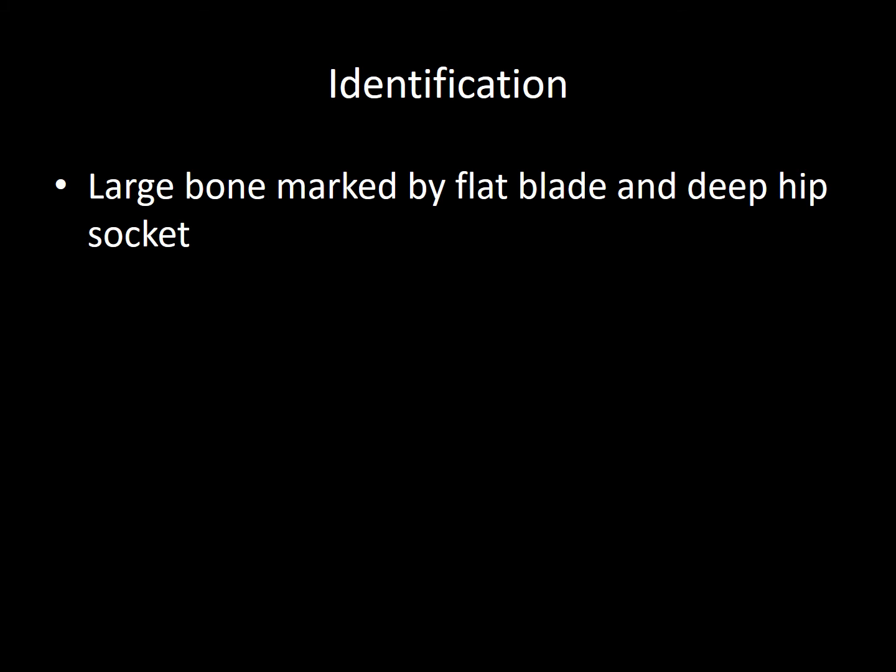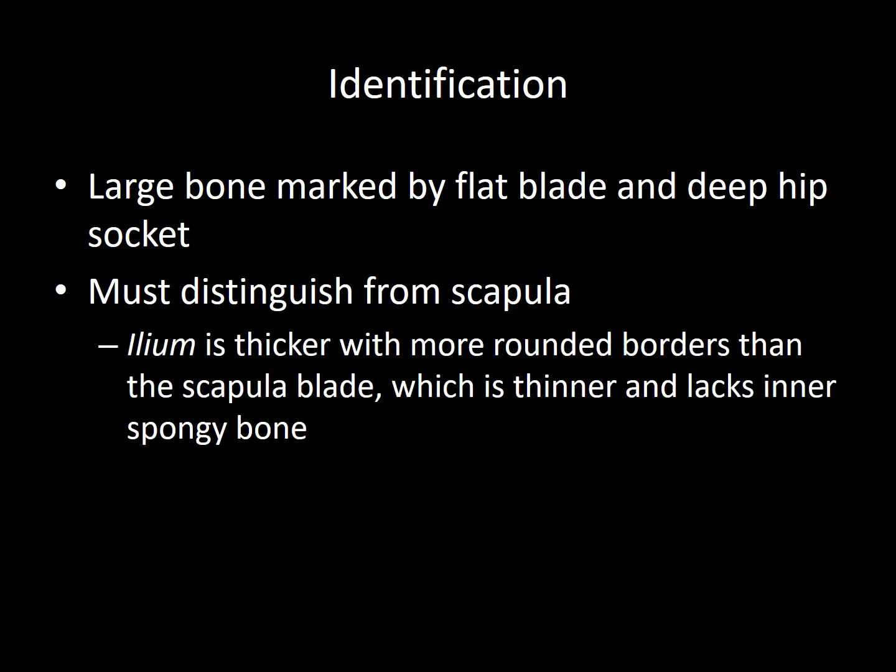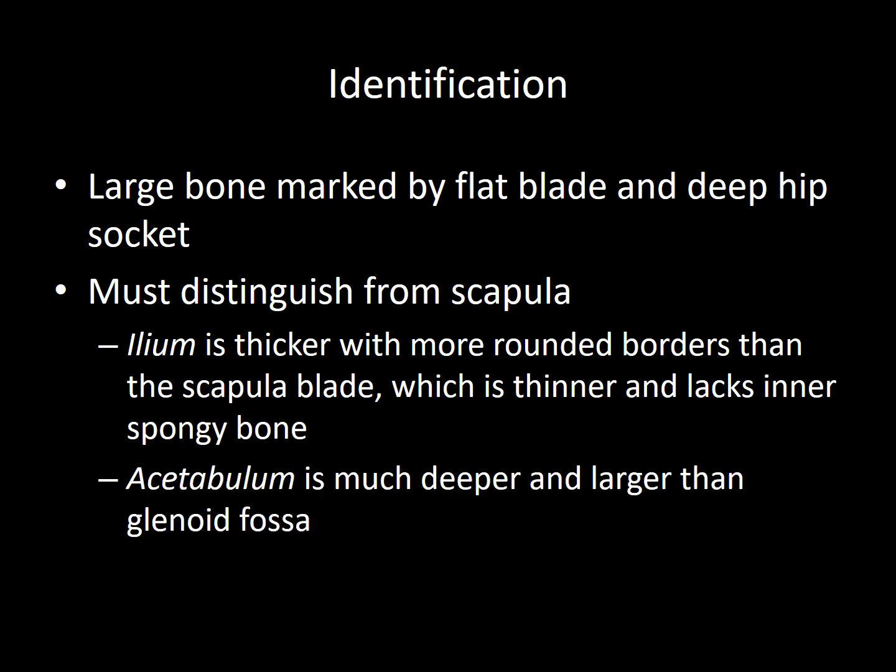To identify it, it's of course a large bone that has a flat blade and a deep hip socket. Really the trickiest thing is occasionally you might need to distinguish it from a scapula. The ilium is thicker, it has more rounded borders, and the scapula is basically thinner and doesn't have any internal spongy bone, whereas the os coxa does. And the acetabulum is much deeper and larger than the glenoid fossa. It also has that acetabular fossa in it. So even if you have a broken chunk of a pocket-shaped articular surface, the acetabulum has that acetabular fossa, and the lunate surface can help you tell the difference as well.